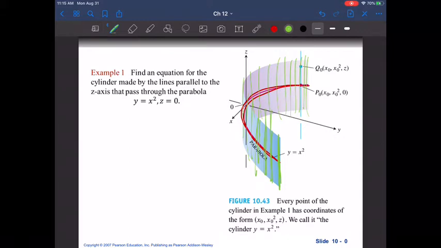The way you can look at this is it's essentially y equals x squared, right? And it's that case when z equals 0. That y equals x squared is our generating curve when z equals 0, and we've got everything from there.